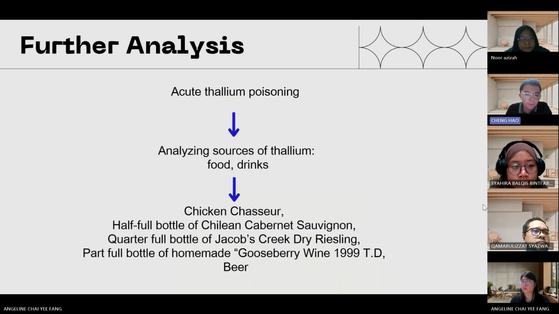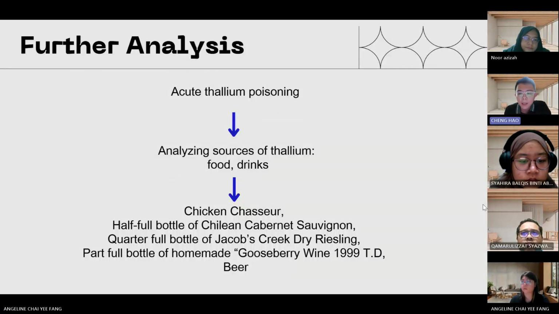Next, for the further analysis, toxicology of family results shows that both people had been exposed to thallium recently, but no thallium was detected in their hair, so they were not exposed to thallium for a long time. Therefore, Mr. Martin Barbary and Miss Bridget Barbary were in a state of acute thallium poisoning. Maybe thallium can be introduced into their bodies through food and drink.